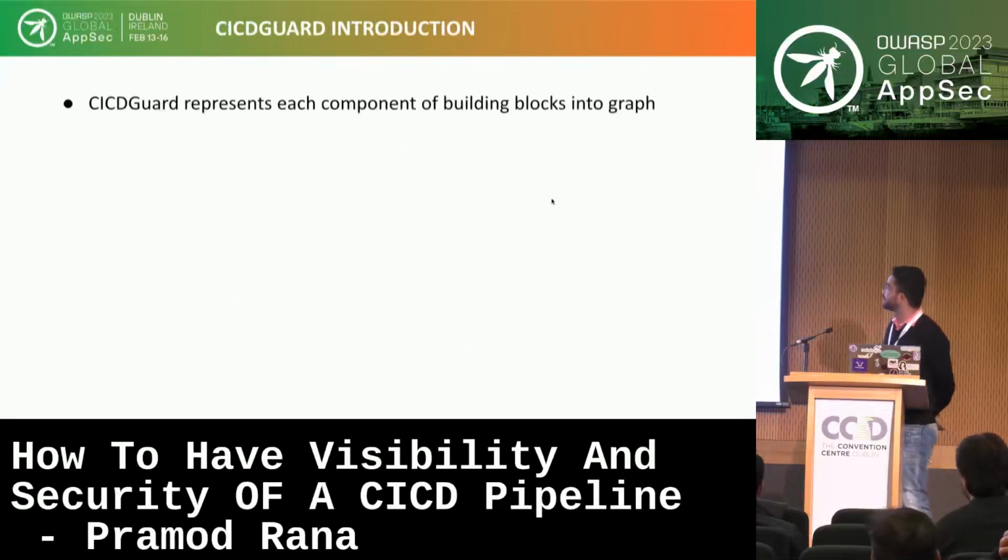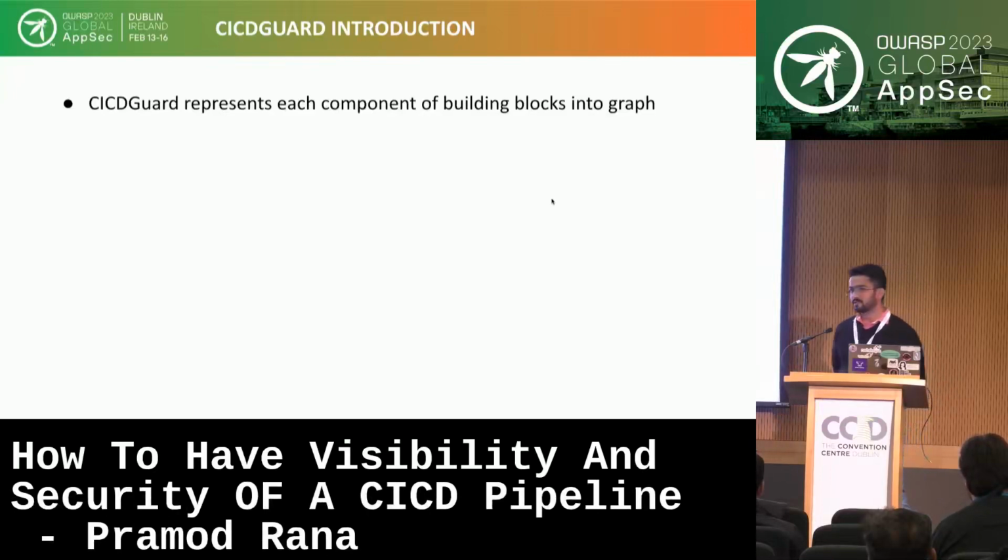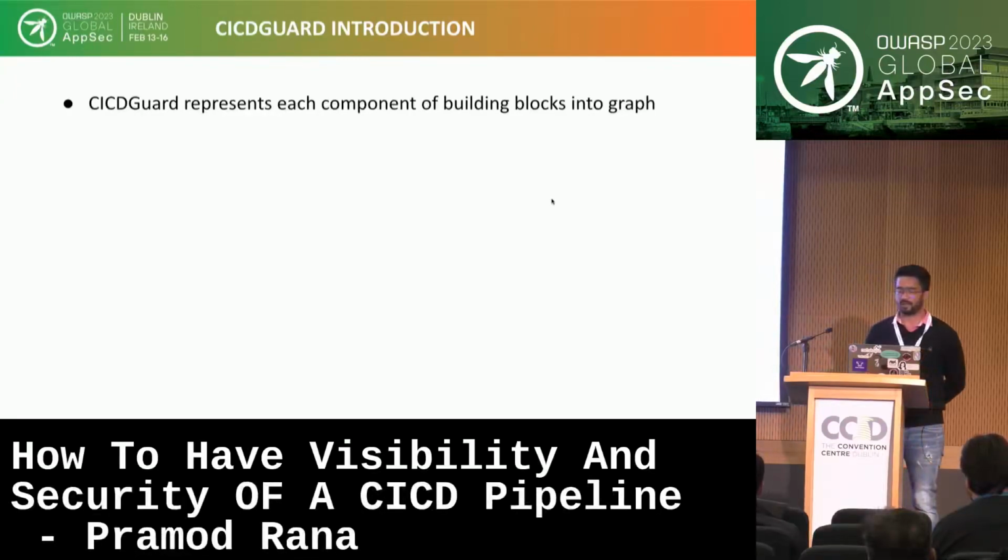So that's where CICD Guard comes into the picture. It's an open source project which I'll be releasing after this talk. On a functional level, it operates in three aspects. First, it represents each component of the technology in graph format. What I mean by that is it goes to the most granular level possible for each technology and tries to break down the technology in terms of a graph.